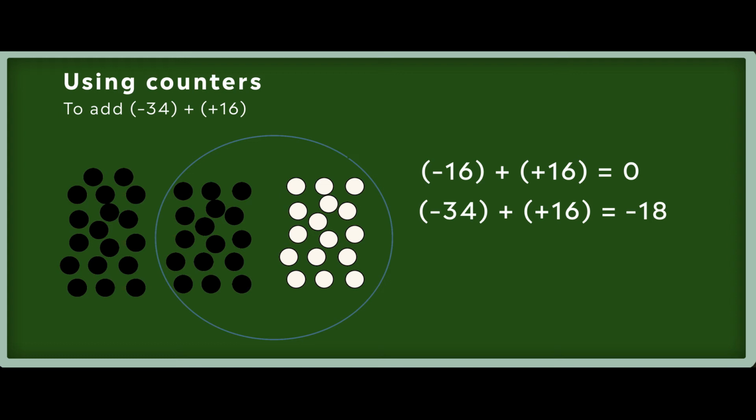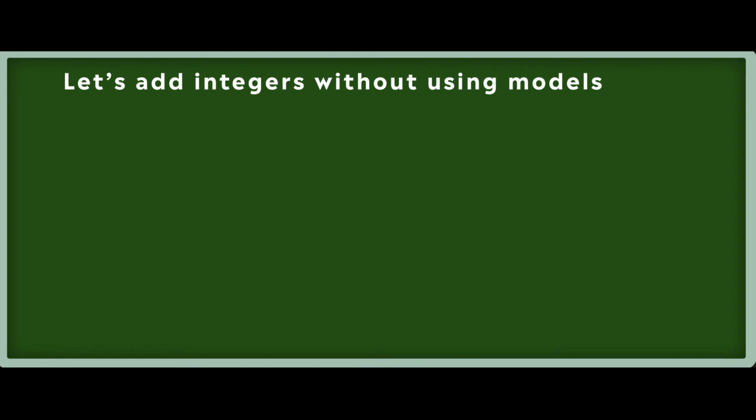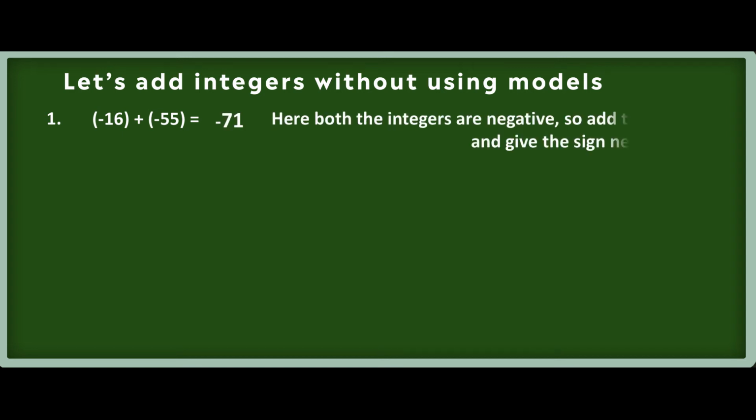Now we added the integers using models like counters and the number line. Now let's add integers without using models. Example 1, negative 16 plus negative 55. Here both the integers are negative. So do you know what we have to do? When both the integers are negative, we have to add the integers and give the sign negative. So when we add negative 16 plus negative 55, our answer is negative 71.